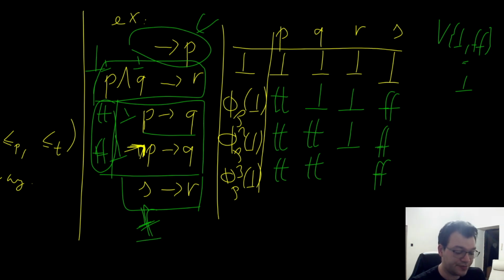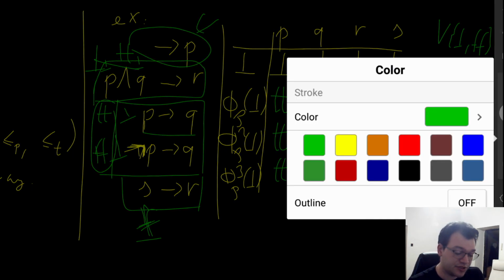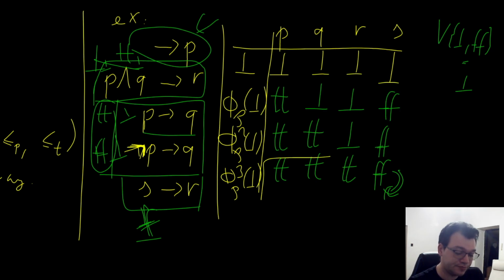here false, but here for P and Q I will get true and true, which is true. And now I will have to take the supremum of true and false, which will be true. Okay, and this will be mapped to itself, so this is a fixed point. Actually, it seems that we just converged.